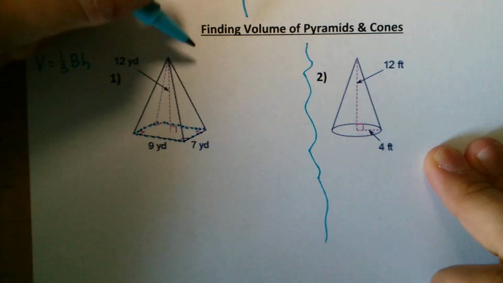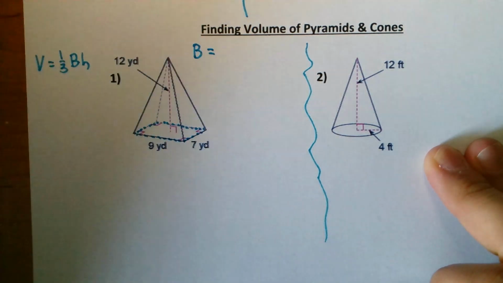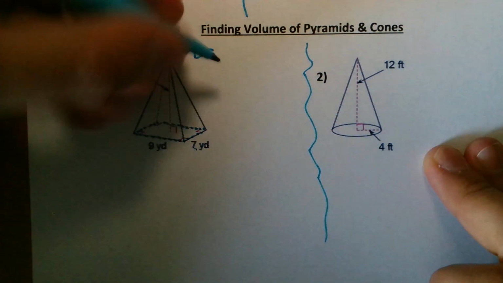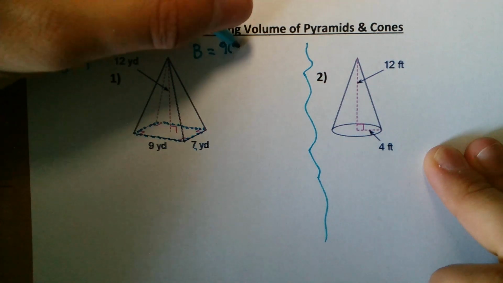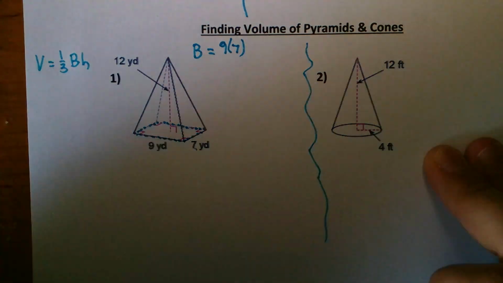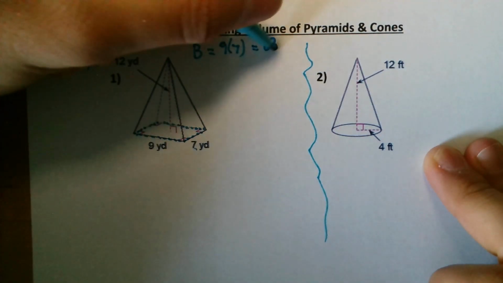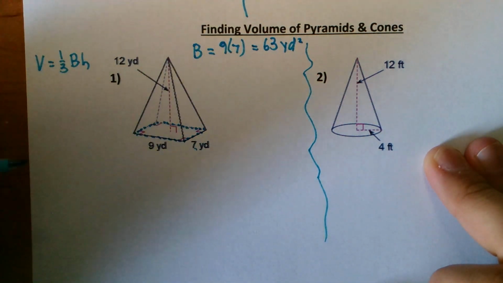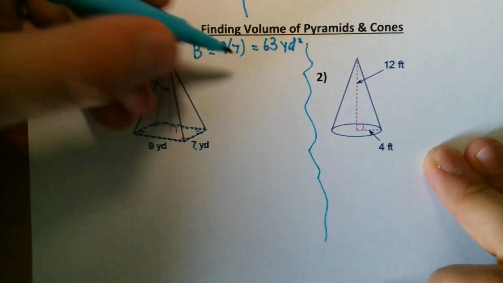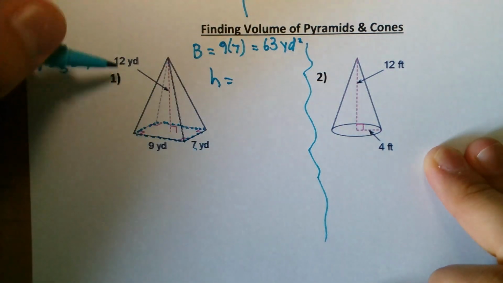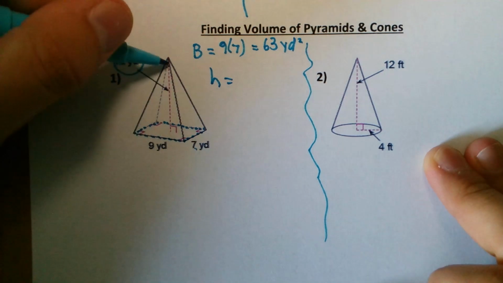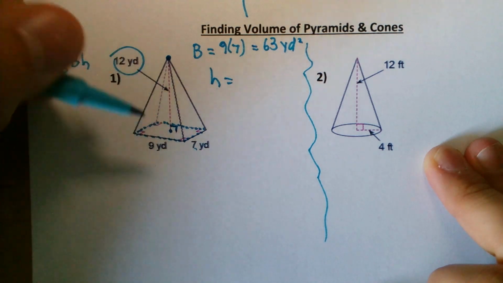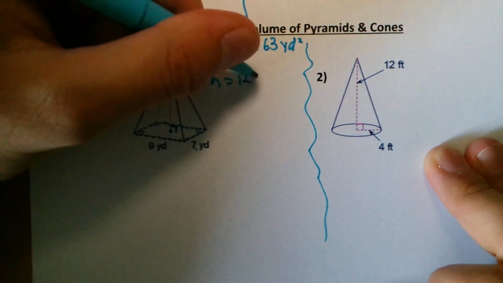So off to the side here, I'm going to calculate base area. Since this is a rectangle, that's very easy. I just need length times width, in other words 9 times 7, which gives me 63 yards squared for my base area. Then, of course, we need the height that's given to us. That's this 12 yards here, from the top to the very center of the base at a right angle. So that's going to be 12 yards.